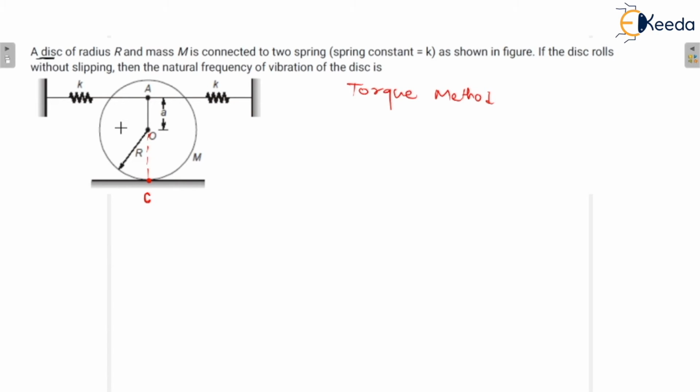So we just have to write down the torque equation that we have studied in the torque method. How can we write down the torque equations? Let us assume that this disc is rolled through angle theta. Let us say this is the theta angle. This disc is rolled with angle theta in the anti-clockwise direction. So what would be the inertial load? That would be I theta double dot.